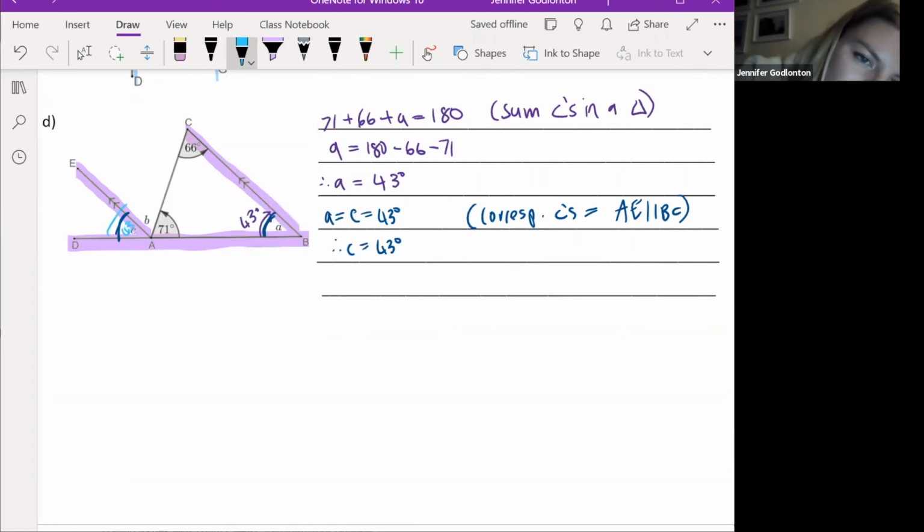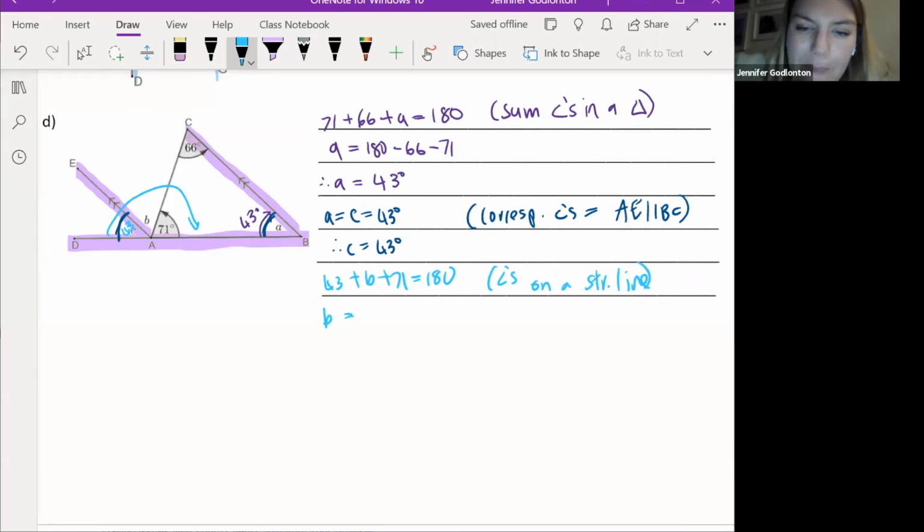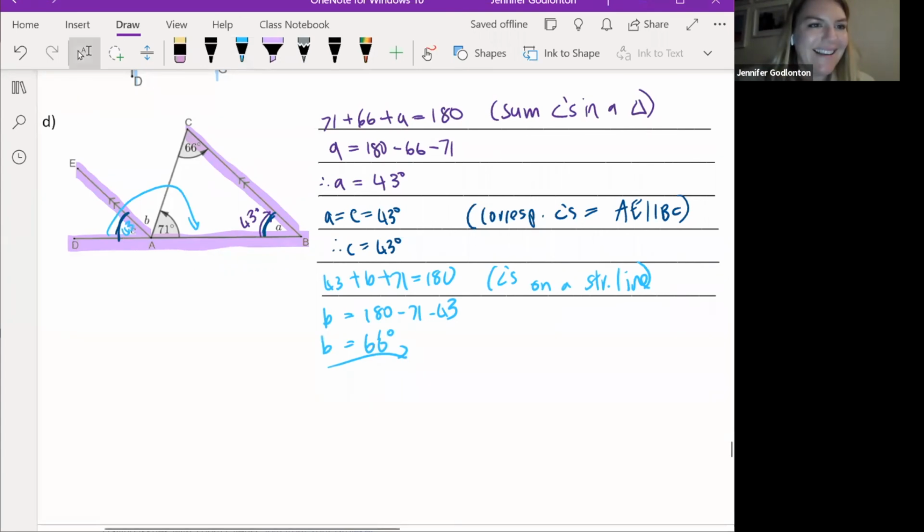Good. So 43 plus B plus 71 equals 180, angles on a straight line. Beautiful. And then I said B equals 180 minus 71 minus 43. And then B will equal 66 degrees. Perfect. Absolutely perfect. 100%. Nice. Well done. Okay, another 6 marks in your pockets, guys. That was beautiful. Look how great that is.